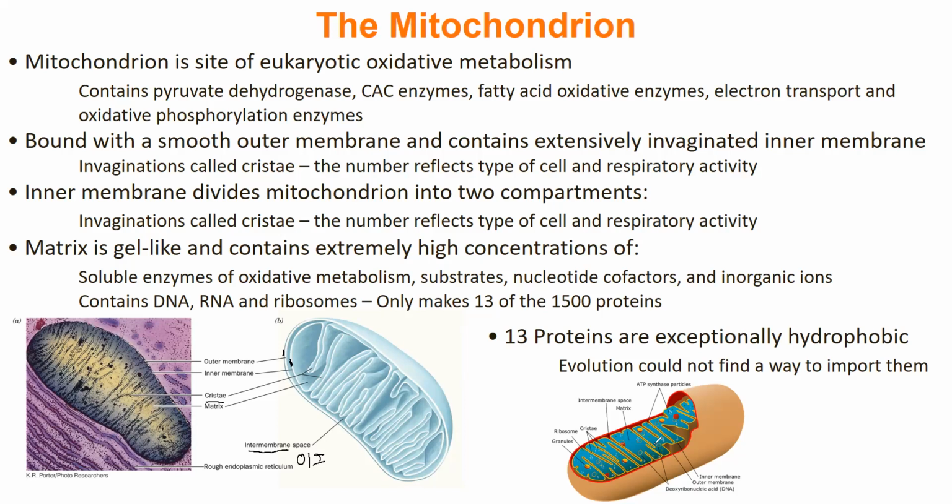And the logic that people have come up with for this is that these 13 proteins are so hydrophobic that there is no way to create them in the cell and transport them into the mitochondria without something going wrong. So the mitochondria still has to make 13 of its own proteins. The other 1,487 proteins are made in the cytoplasm and transported to the mitochondria. So that's our overview of the mitochondria.